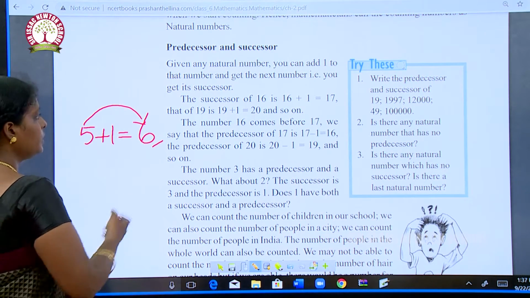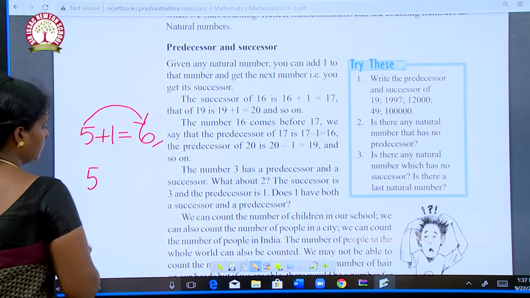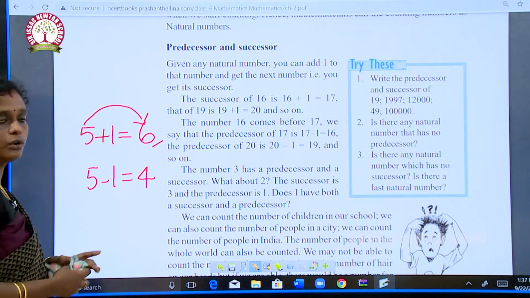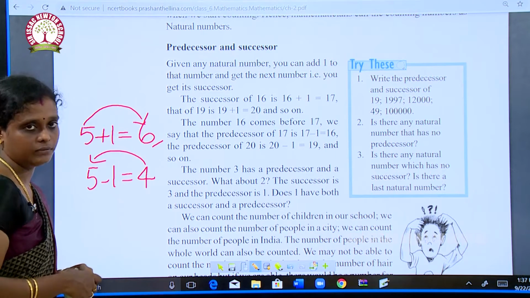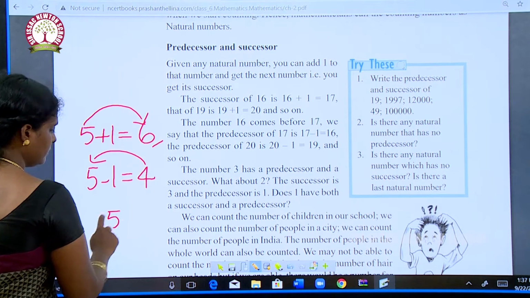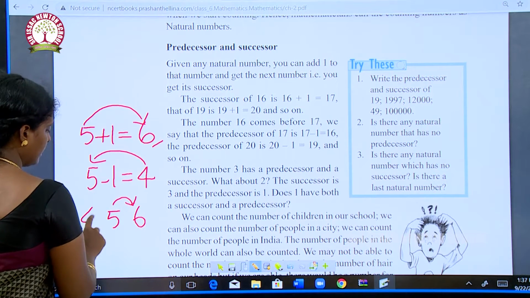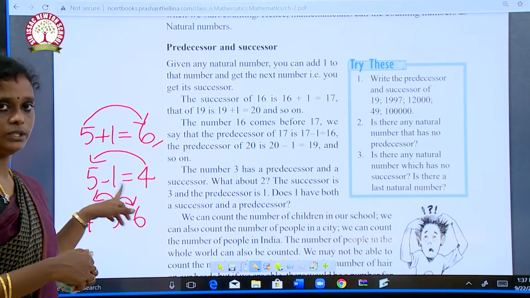So how will you find the predecessor? For the same number 5, I am going to subtract 1. So I will get 4. So 4 is the predecessor of 5. So for 5, 6 is the successor and 4 is the predecessor. Do you understand this?